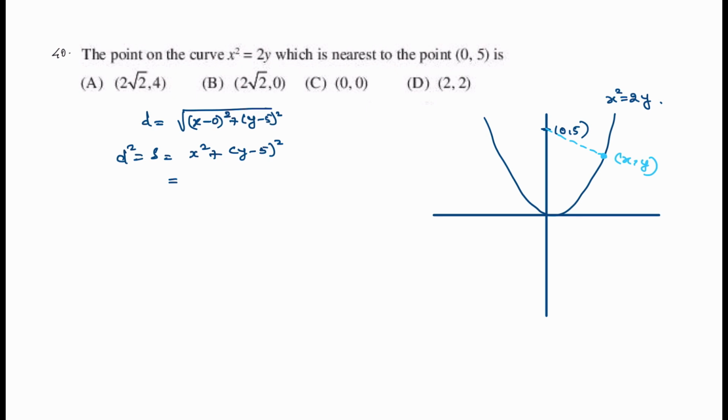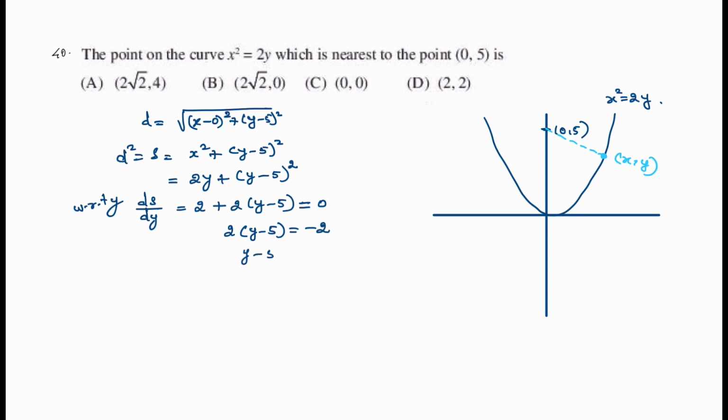We can eliminate either x or y. I'm going to eliminate x square. X square is 2y. Let us differentiate S with respect to y. So 2 times, dy by dy is 1. Plus power has to be differentiated. And then the base, dy by dy, which is 1. We will equate the first derivative to 0. 2 times y minus 5 is minus 2. Therefore, y minus 5 is minus 1 and y is 5 minus 1, which is 4.